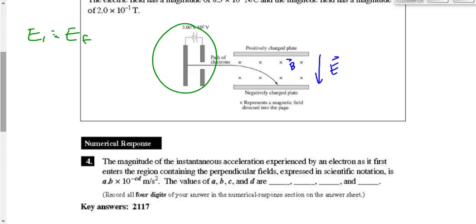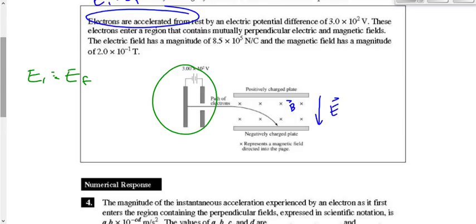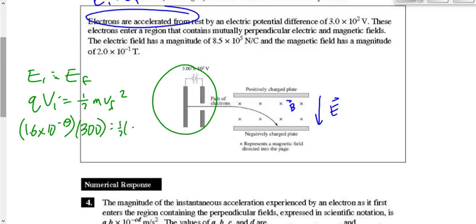You could say, let's find the electric field strength. Then use F is equal to Q times E, and then use A is equal to F over M, and then use VF squared is equal to VI squared plus 2AD. But it probably stands to reason that this is going to be an easier and quicker way of doing it. QVI is equal to 1/2 MV squared. Let's get this value. It is an electron, 1.6 times 10 to the minus 19. The potential difference across those two plates is 300 volts, times mass of an electron. Now let's solve for V here.